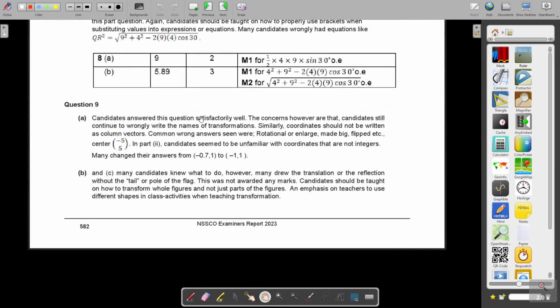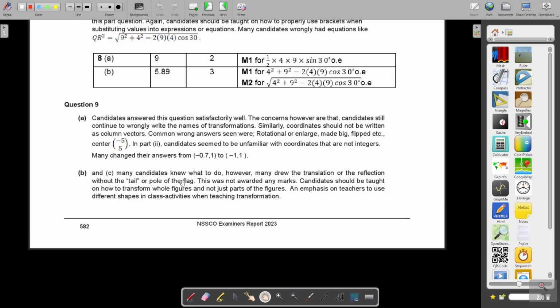Candidates answer this question satisfactorily well. The concerns are that candidates still continue to wrongly write the names of the transformations. Similarly, candidates should not be written as column vectors. Common wrong answers seen were rotational or enlarged, made big, flipped, as the center. Candidates seem to be unfamiliar with coordinates that are not integers. Many candidates change their answer to this. Yes, so don't do that. I scratch it also. So just do what you do and give the answer, it comes sometimes with the printing getting mixed up.